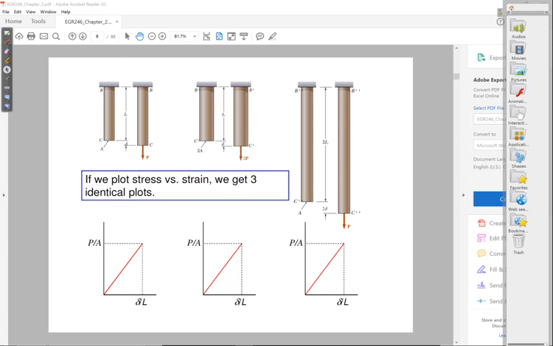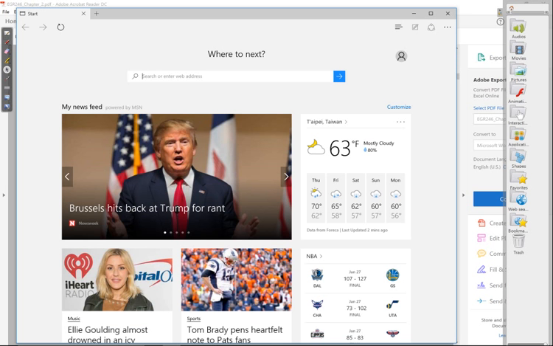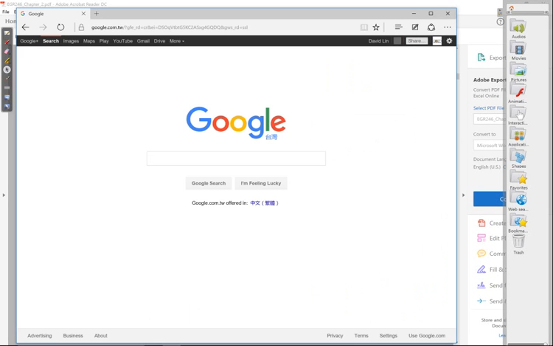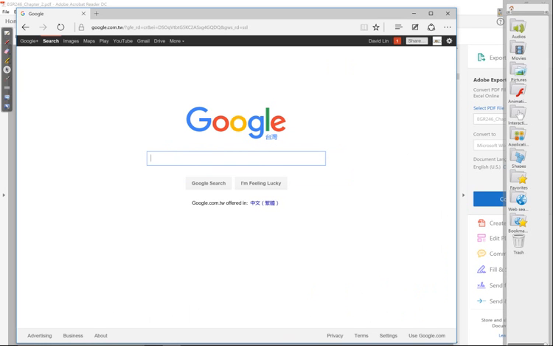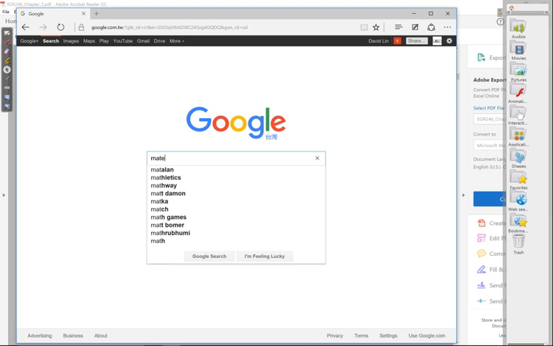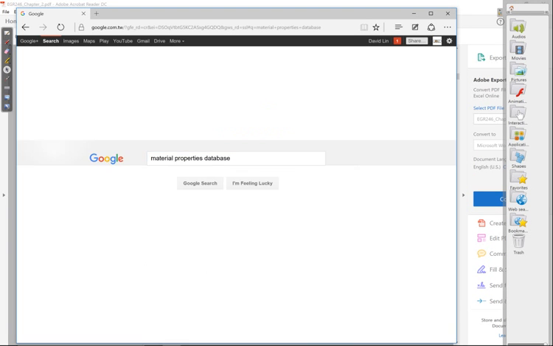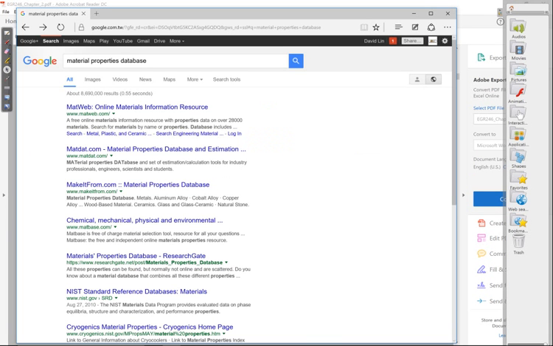All right, so these are material properties, and they are available when you look them up in your materials properties tables. In fact, why don't we try and bring one up? So I'm going to Google, and let me just type in material properties database. A lot of times these tables are stored in databases. All right, let's see what we have.